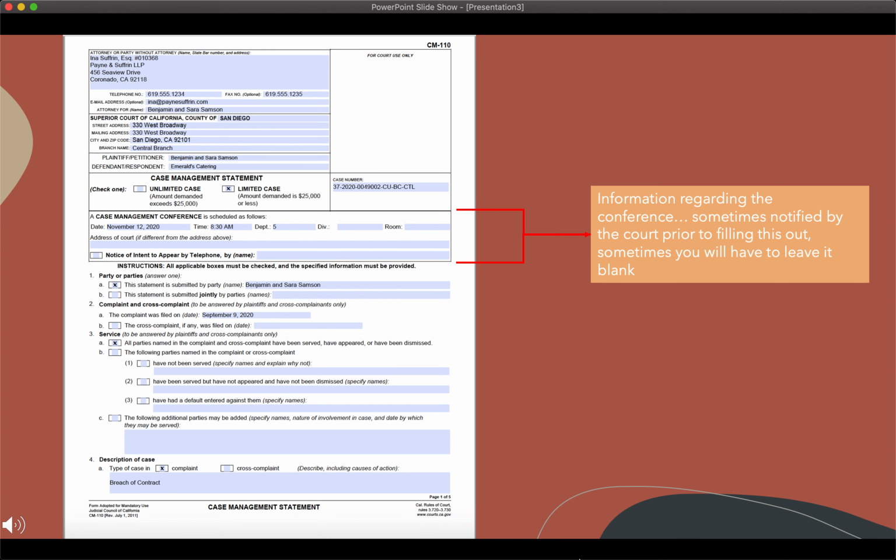Sometimes the case management conference will be scheduled in a different court. In that case, you will put the address of the court in the box below the date, and sometimes you can even appear at your conference by telephone. In that case, you would check that box and state the names of the people attending the call.